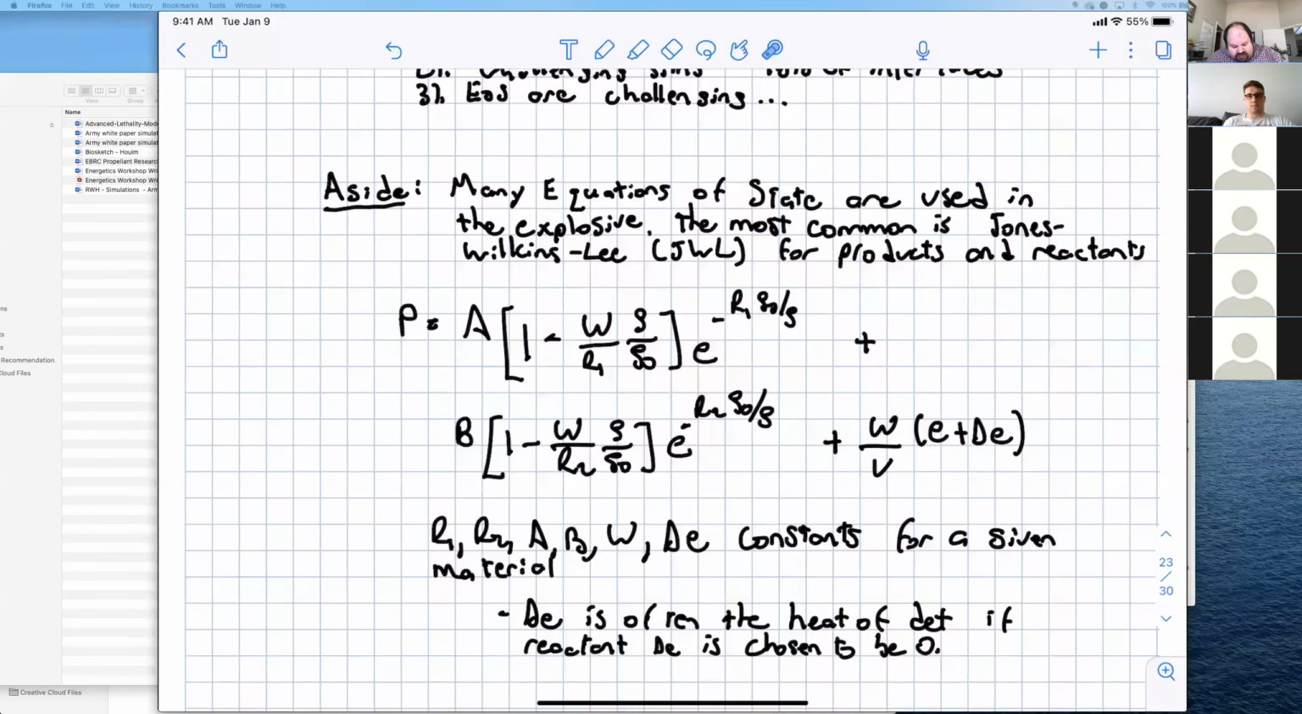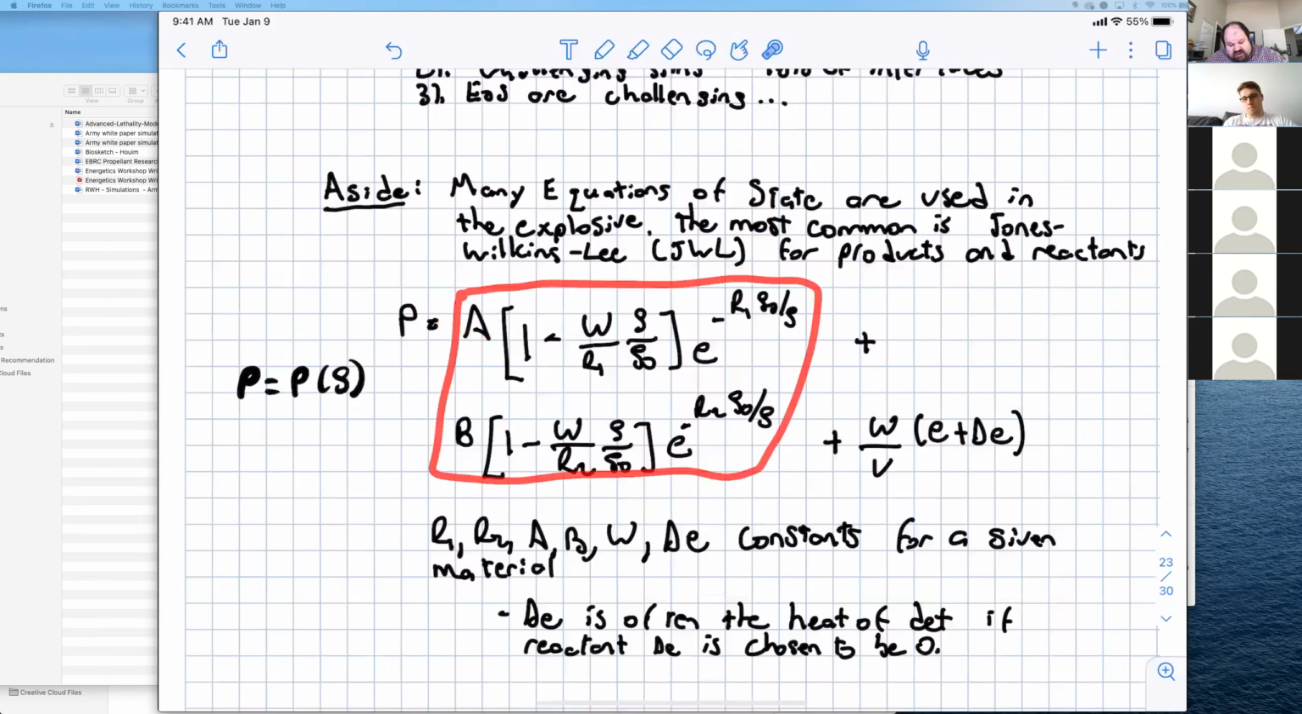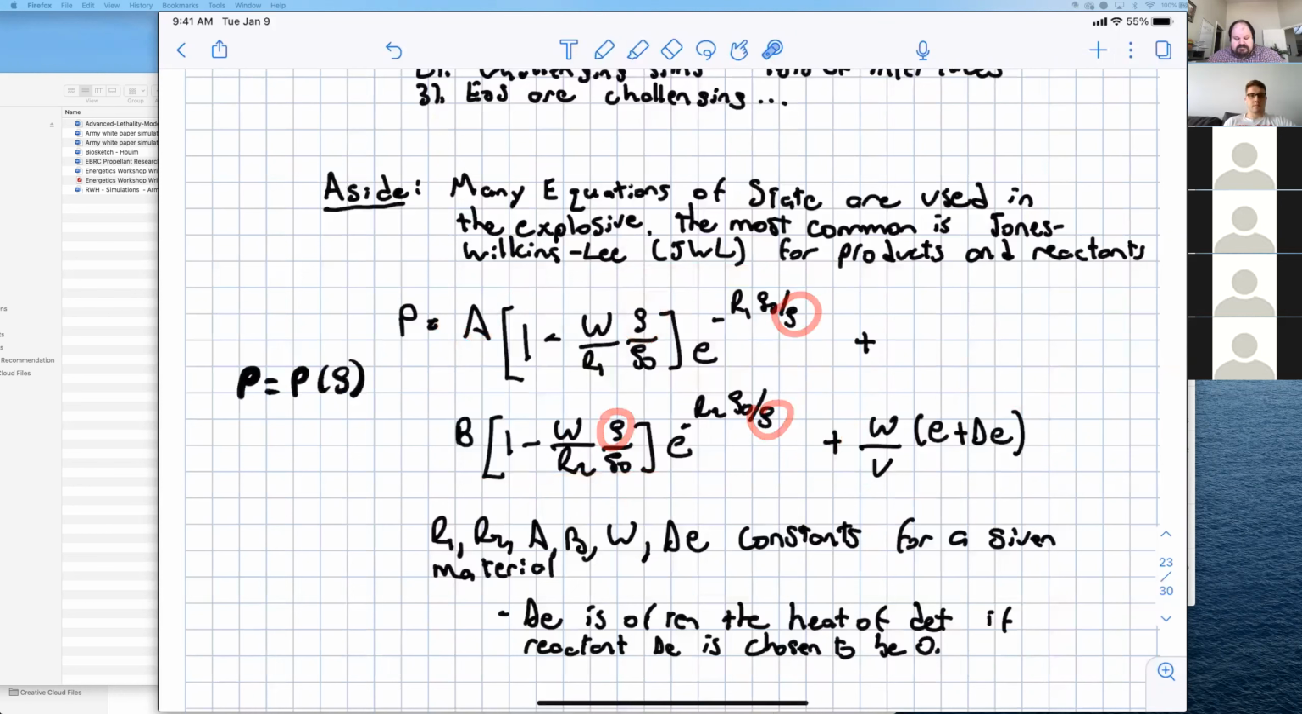Basically, for JWL, it is a standard constant-property ideal gas plus these crazy nonlinear barotropic terms. What I mean by barotropic is that the pressure is a function of density only. So even though these two terms here are complicated, in terms of the solution vector they are a function only of the density, and everything else is constant.